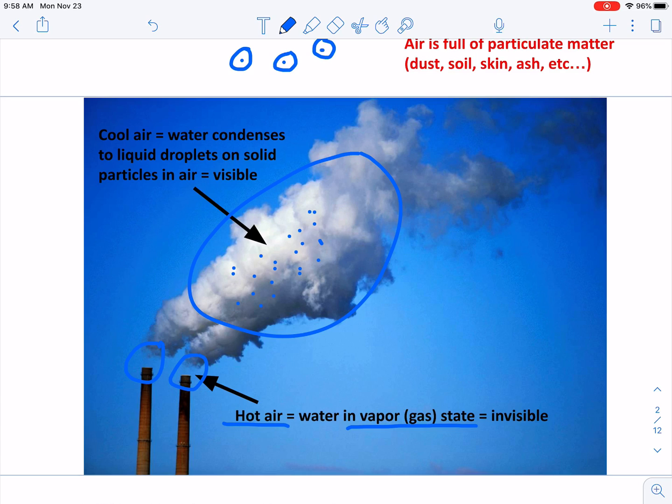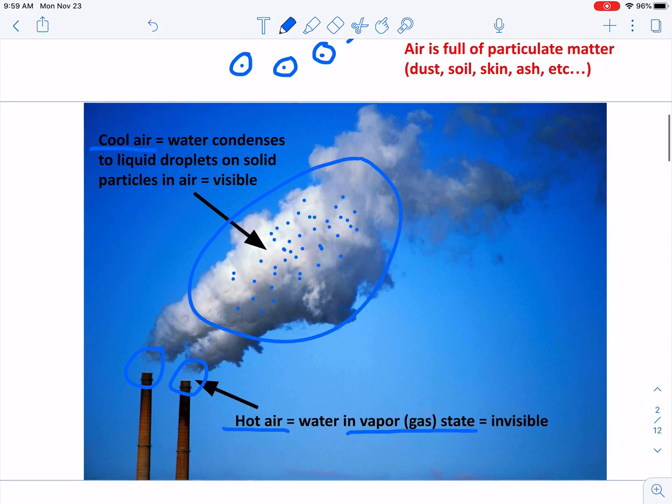But as the water vapor moves away from these smokestacks and gets into the higher air, which we've learned is cooler, it's cold the higher up you go, it's going to cool down, and therefore it condenses onto little tiny particles that are in the air, dust, ash, whatever else is present. And it becomes little tiny water droplets. That's what we see. All this white fluffy stuff here is little tiny water droplets that are just floating through the air. And that is what clouds are as well.